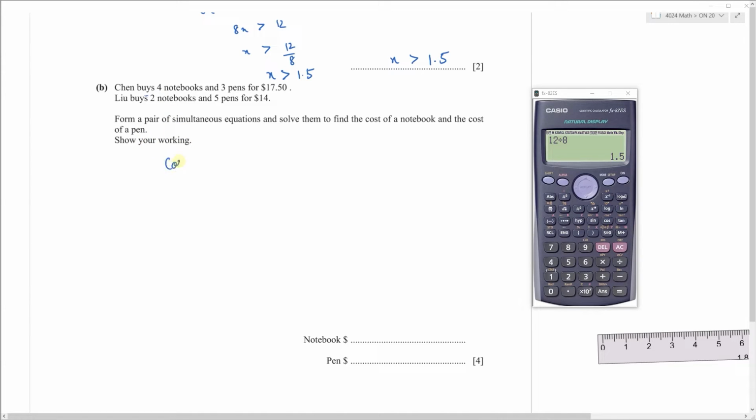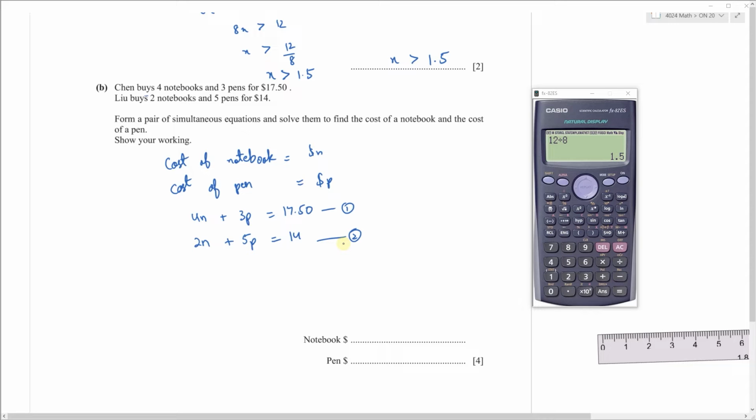So let's say cost of notebook equals $n and cost of pen equals $p. So Chen buys 4 notebooks, that means 4 times $n plus 3 pens, that means 3 times $p, and the total cost is 17.50. And the other equation we can find from this, Liu buys 2 notebooks, that means 2 times n plus 5 pens, 5 times $p, and the total cost is $14. So this is one, this is your second equation.